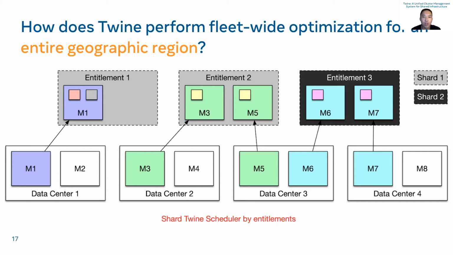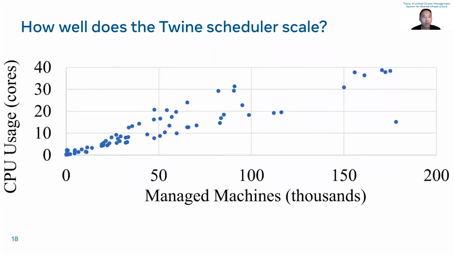The Twine scheduler manages the lifecycle of workloads and is analogous to the Borg master and Kubernetes controllers. So how well does Twine scale?